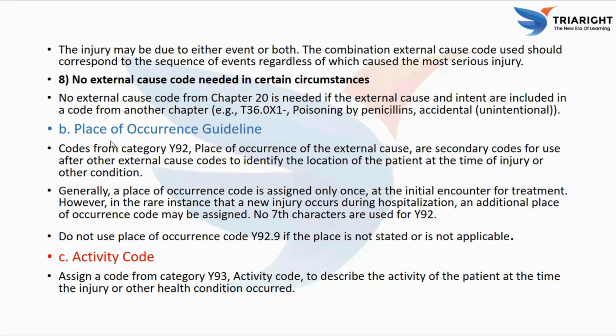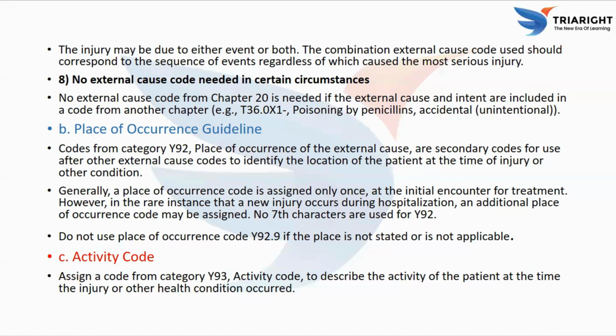So the guideline is about place of occurrence. What are the place of occurrence codes? Codes from the Y92 category describe where the injury or condition occurred. For example, home, school, road or highway, workplace, sports area, kitchen, bedroom. These are secondary codes and they are used after the external cause code.